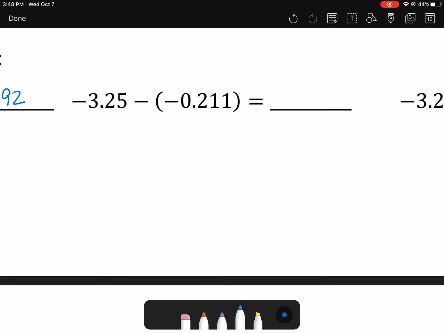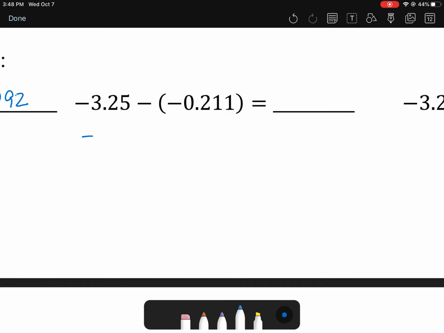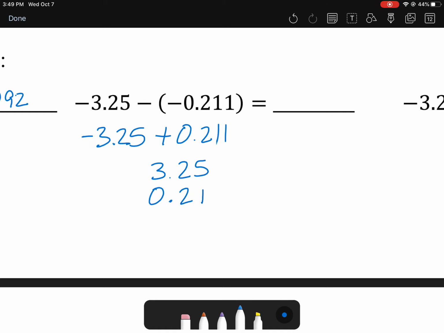For this problem, I have negative 3.25 minus negative 0.211. I could go ahead and just start using LCO. So I'm going to leave the first number, change the minus to a plus, and then take the opposite of the last number. Because I have different signs going on here, I will subtract these two numbers. The 3.25 is the bigger number, so I'm going to put it up top. And this number is the smaller one, so it'll go on the bottom, making sure we line up our decimal points. Throw in a 0 because there's an empty space there.